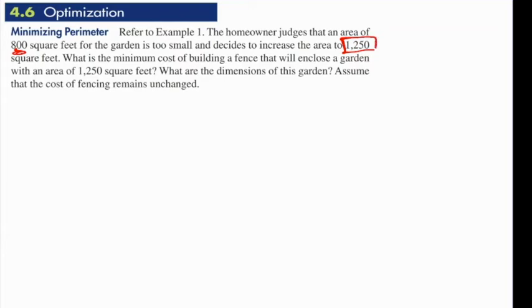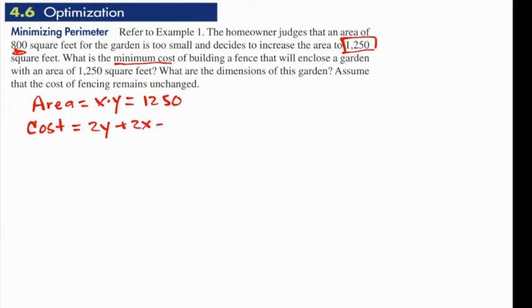So they're going to push the area bigger, but as they're doing this, they would like to keep cost at a minimum. So they want to maximize area while minimizing the cost. That means we want to minimize the perimeter. So we have an area function equal to x times y, and now x times y is going to be equal to 1,250. We have a cost function equal to $2 times the length of y plus $2 times the length of x plus $2 times the length of y again plus $6 times the length of x.